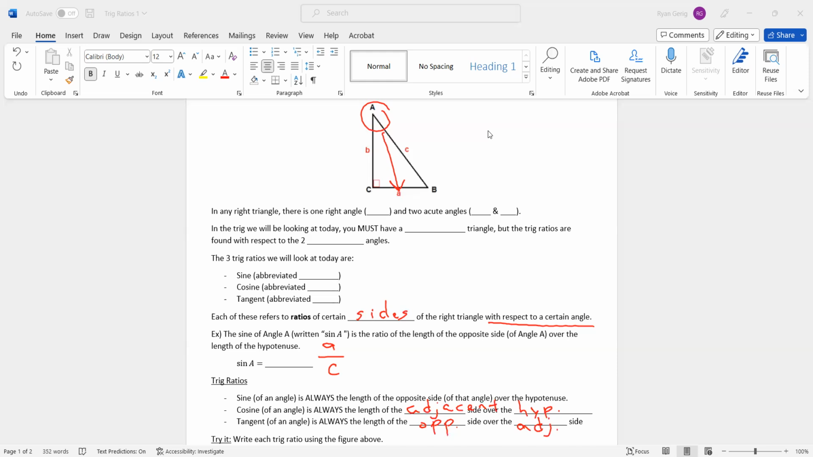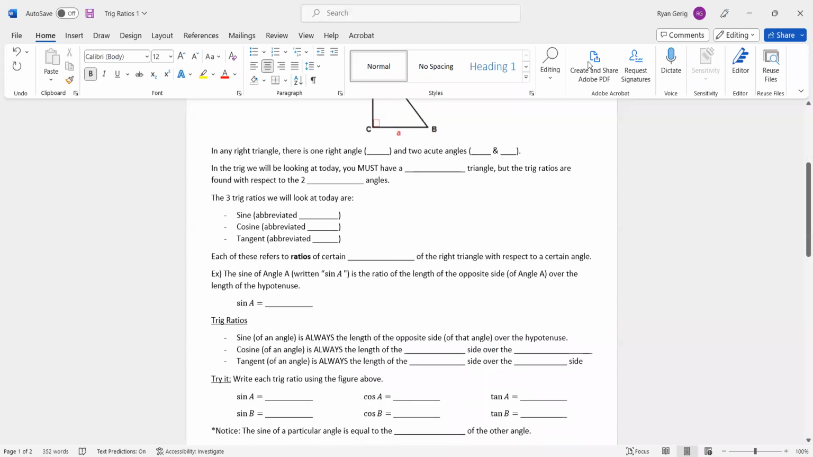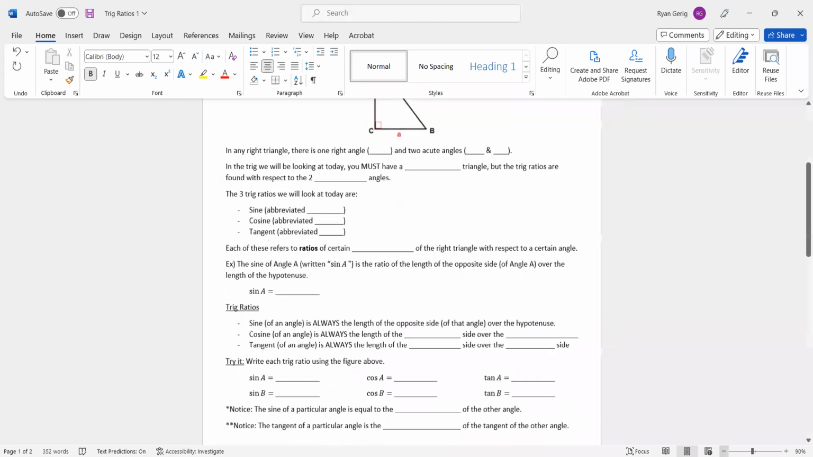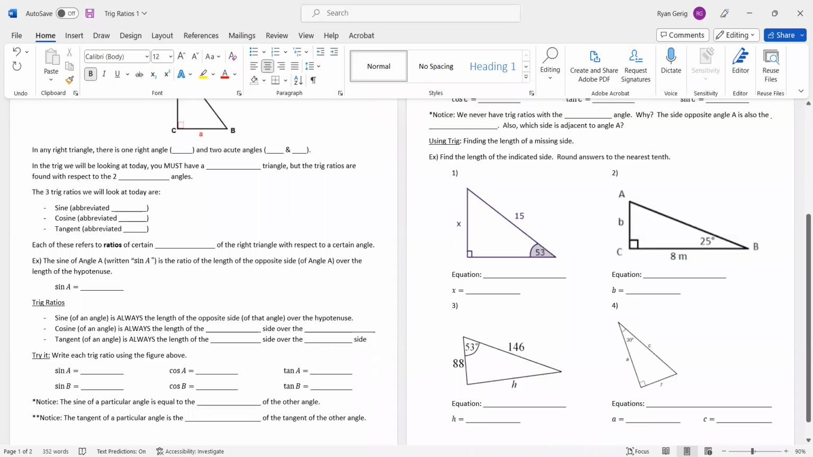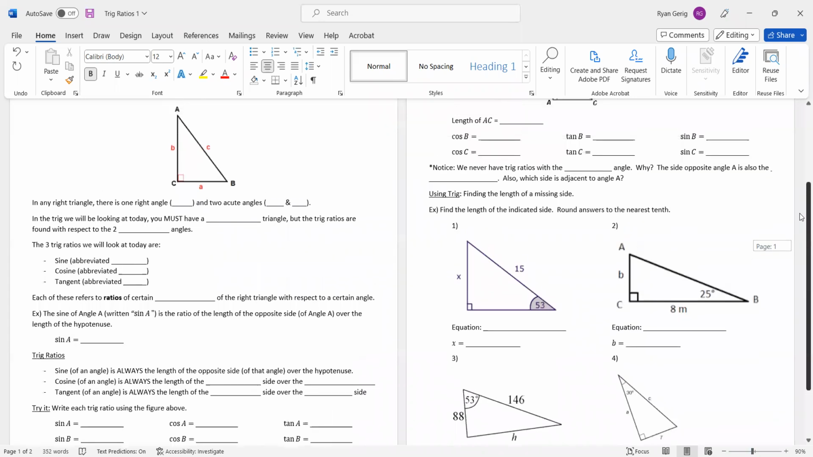Okay, so what I'm going to do now is clear that. Let's scroll down here a little bit. We're going to write the trig ratios of each of these figures. Try and make it so it shows up a little nicer on your screen. I know it's split screen right now, but we're going to look at the sine of A. We already did that one.